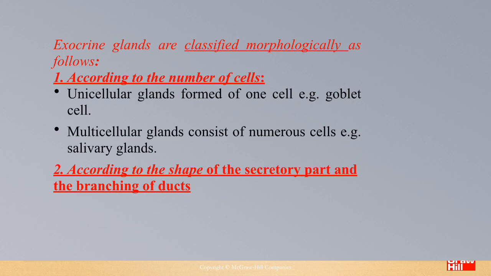Exocrine glands are classified morphologically as follows. According to the number of cells, they are classified into unicellular glands and multicellular glands. Unicellular glands are formed of one cell, for example goblet cell. Multicellular glands consist of numerous cells, for example salivary glands.